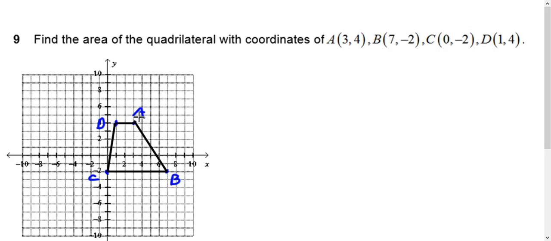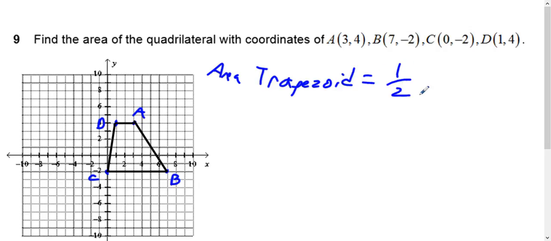That means this is a trapezoid because the top and the bottom are flat, they're parallel, but it's not a parallelogram. So it is a trapezoid. And the area of a trapezoid is 1/2 the bottom base plus the top base, base 1 plus base 2, times the height.